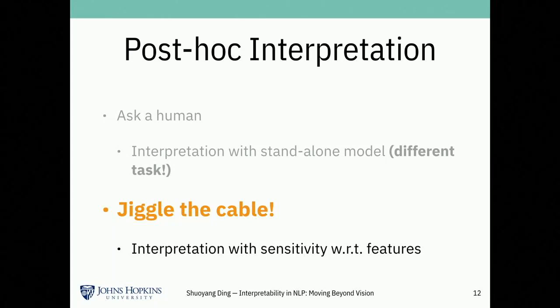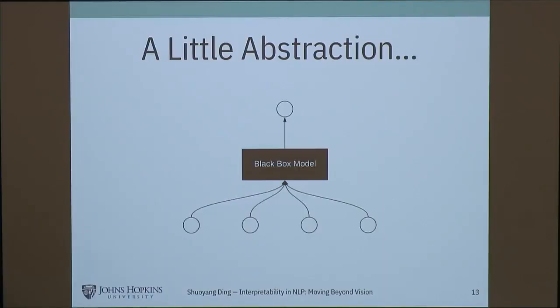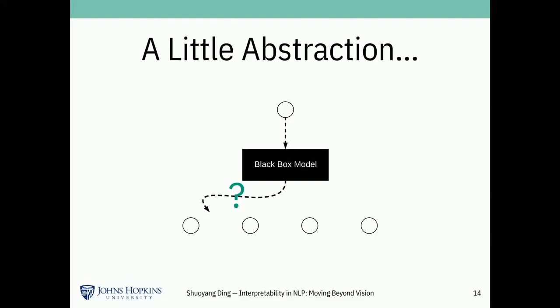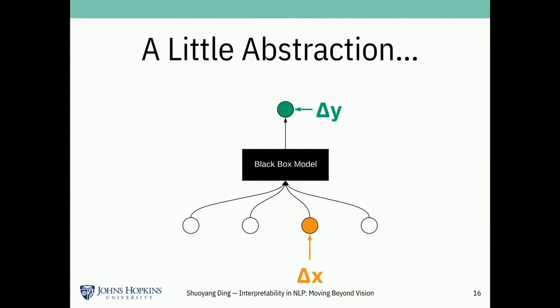Okay, to talk about this approach, I'm going to do a little bit of abstraction of the toy example. Suppose the cable you have can be abstracted into a black box model. It is a four-way classifier that takes four individual inputs and outputs some kind of class label, right? And the problem you're trying to solve is that, given an output, you want to figure out which input is contributing most to this output. The jiggle-the-cable approach I just talked about adds some kind of perturbation to some feature in the input, and correspondingly you get some perturbation on the output.